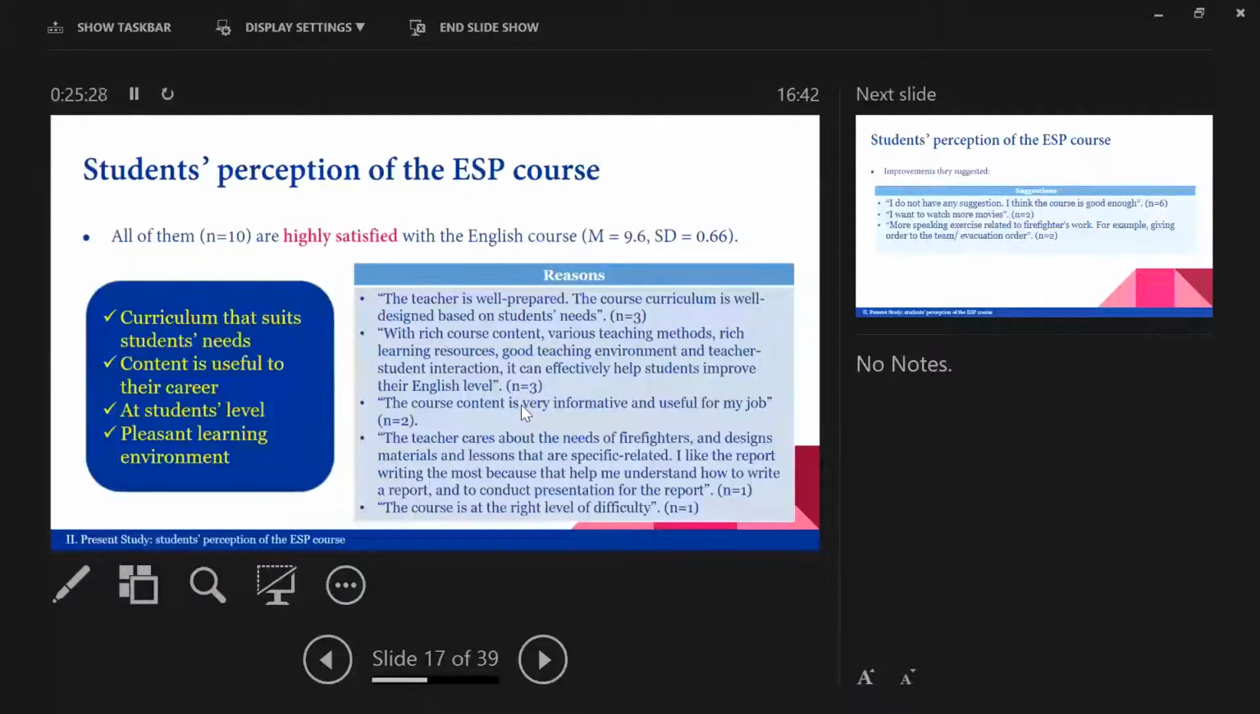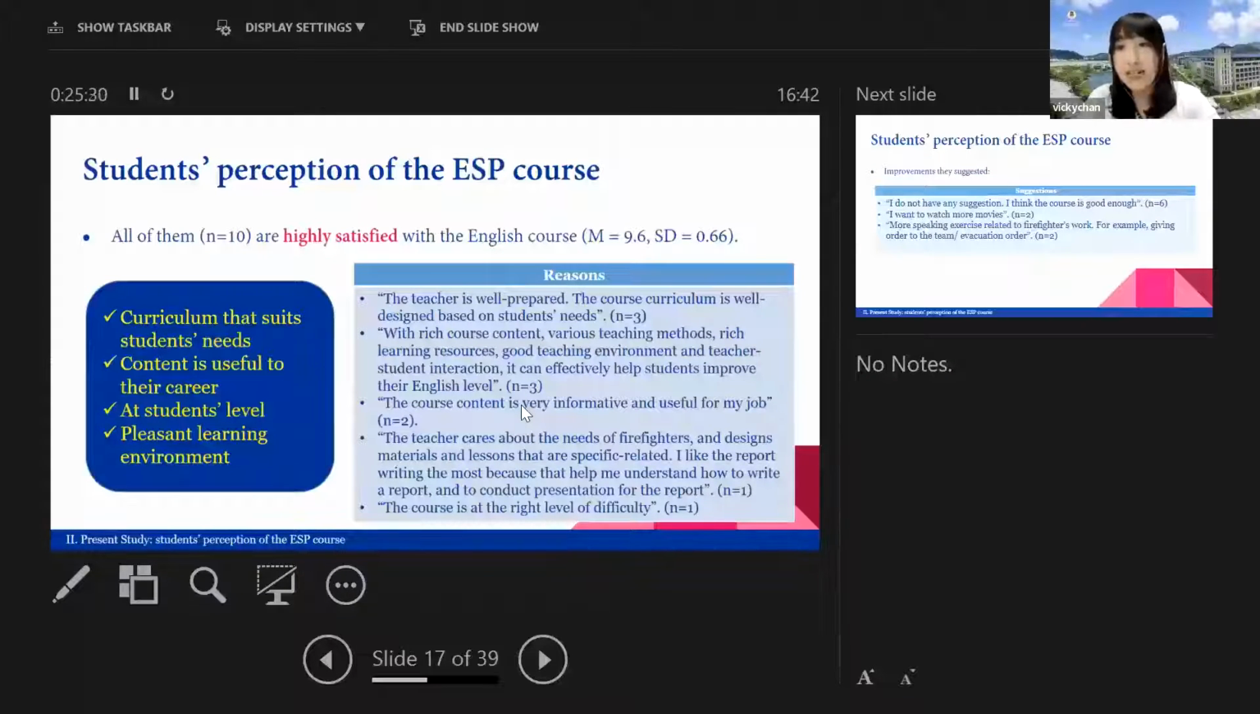So here is some of the data that I would like to share with all of you, after I've run the whole program with them, about their perception of this program. In short, all of them are quite satisfied with this course design. As you can see, the mean is 9.6.